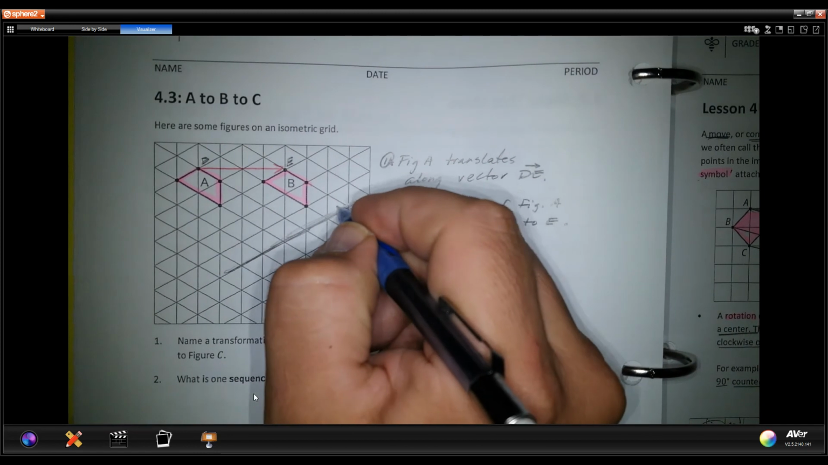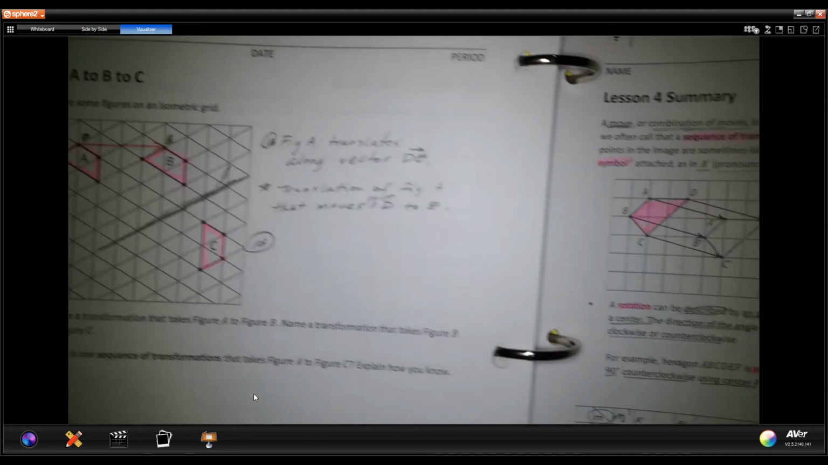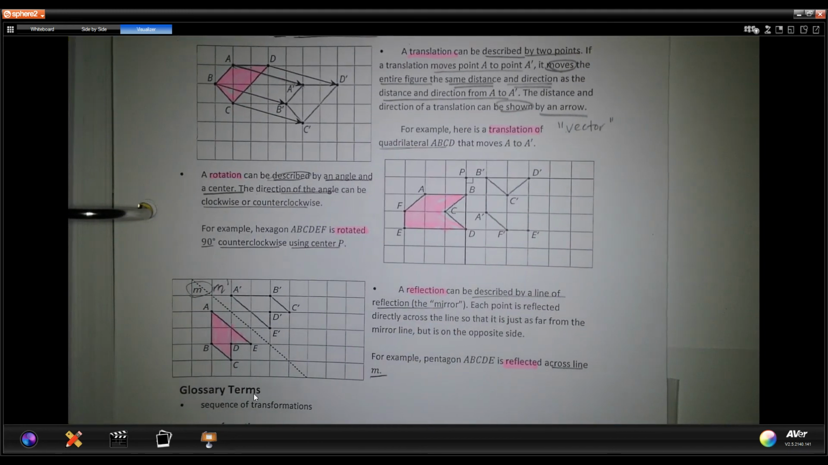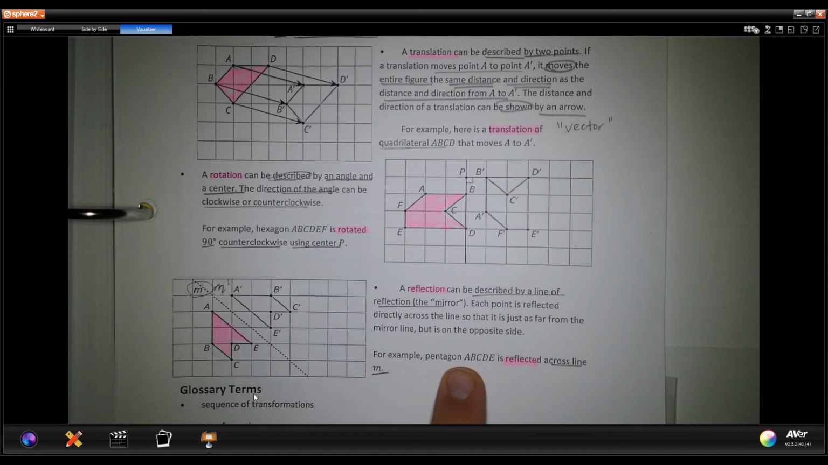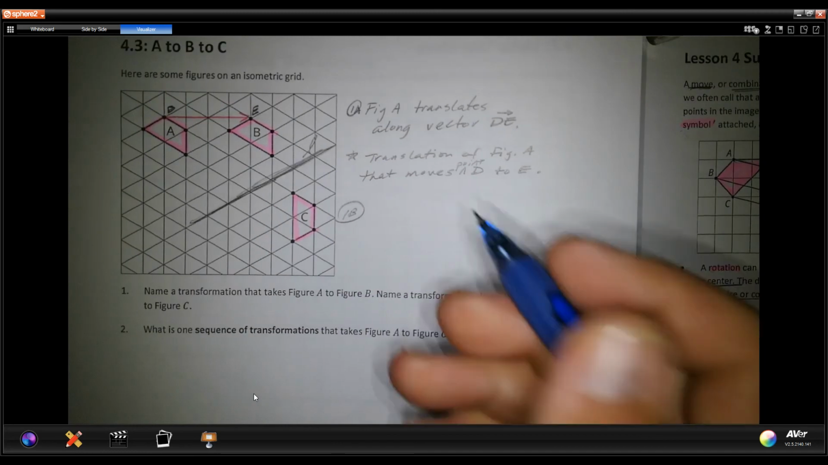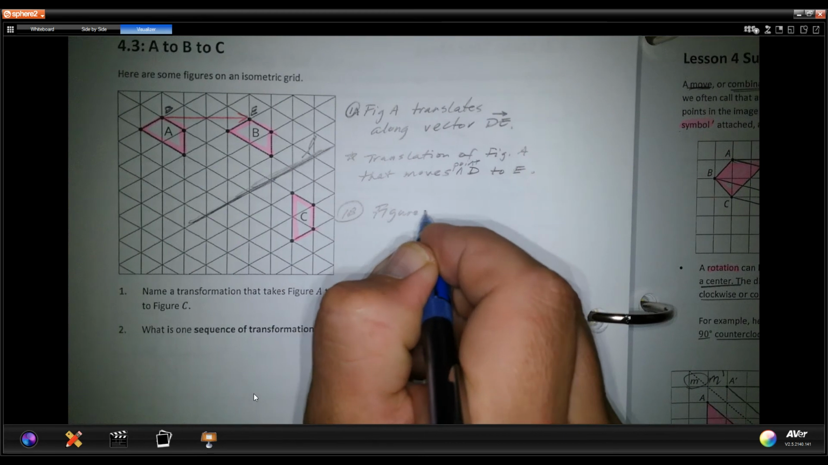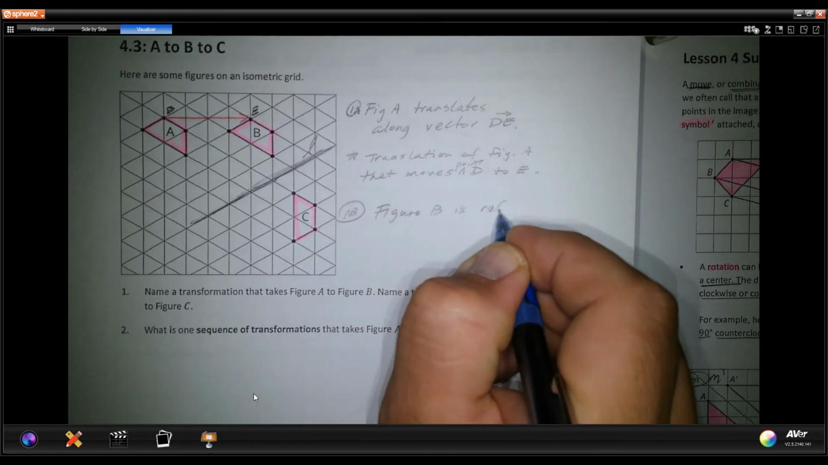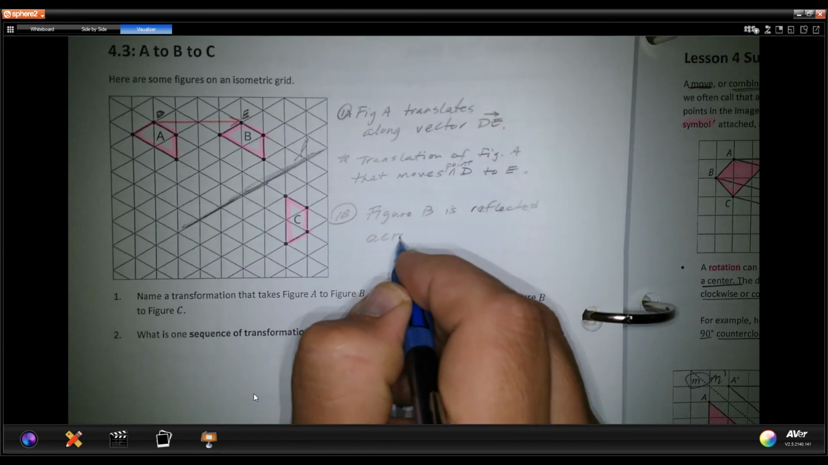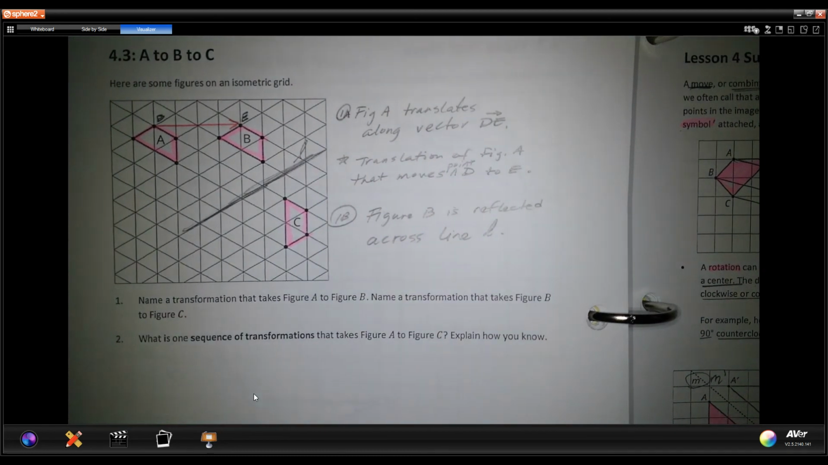So every line of reflection needs to be named. I'm going to call this one line L. And so we can say, going back, let's look back at our information here. Reflection is described by a line of reflection or a mirror. And with our example, we see the name of the figure is reflected across line M. We'll come back over here and we'll see that figure B is reflected across line L. And that would be enough.